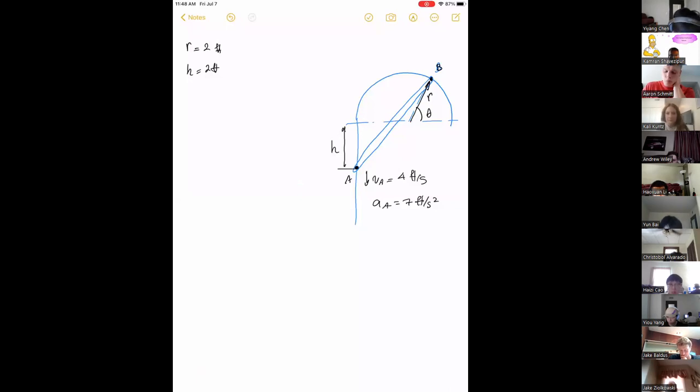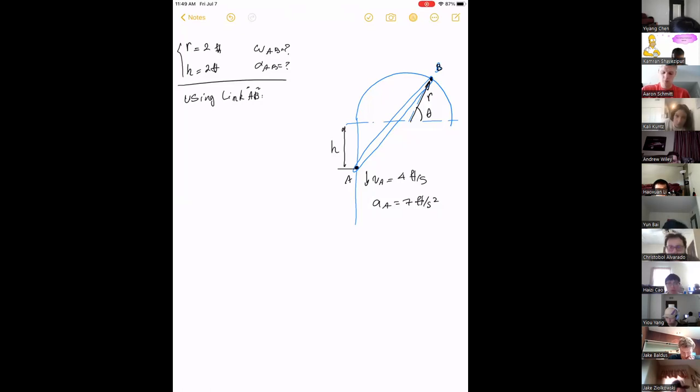So this is technically how the problem looks, right? We are looking for omega AB and alpha AB. Even if the problem doesn't ask for omega AB, you saw in the previous problem, to find alpha AB, we have to do the velocities first. So obviously we have only one link here, so we use link AB and general motion. I'm going to get VB is equal to VA plus omega AB cross r of B with respect to A.